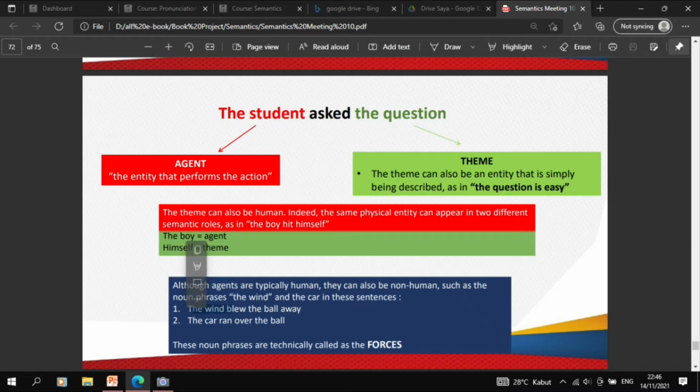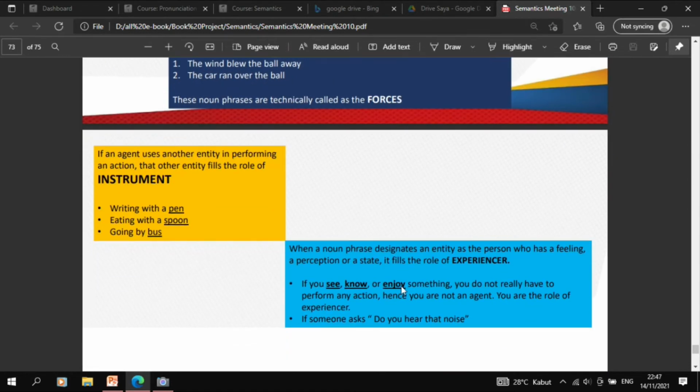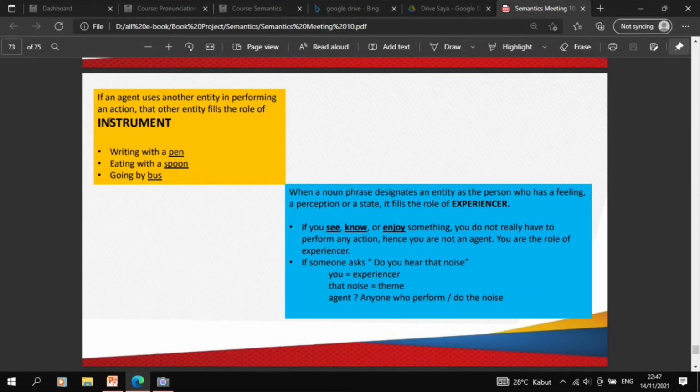The agent is the wind, right? The car. But actually, these two are not human. They are non-human, but they do the performance. If they do the performance, we call that forces. Jadi mereka ini disebut forces. So their roles are forces. Okay, that's three. We have agent, theme, and forces. Now let's move to instrument and experiencer.